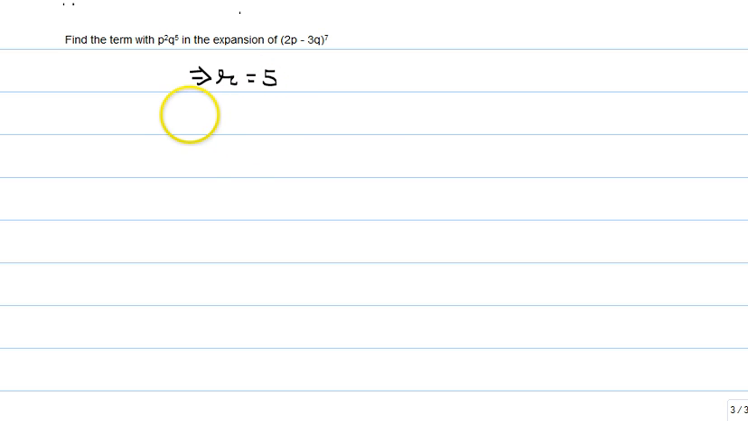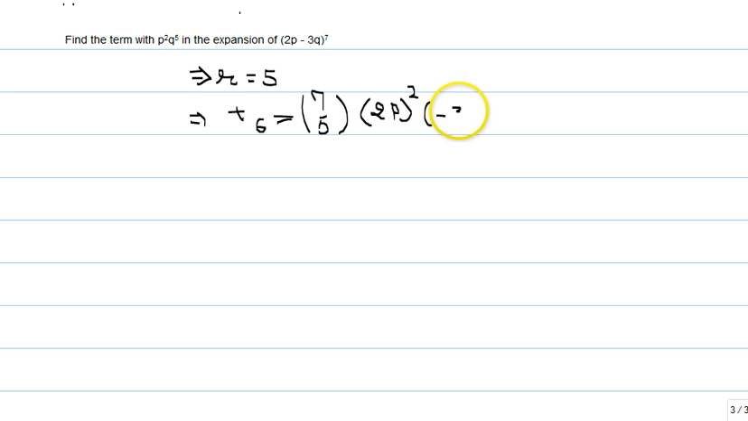Now if the subscript is 5, that means I need to find T6. So I'll find T6, which will be equal to, now the term is 6, so r should be 5, so 7C5. This is one more way of writing nCr, 7C5. Now the first term, if you see over there, is 2p, so I'm going to write 2p here. And the first term takes a power as the difference of the superscript and subscript, so this is going to be 7 minus 5, which will be 2. Now take the second term. The second term is minus 3q, so I will write minus 3q over here, and the power of the second term is going to be equal to the subscript, so that will be 5.